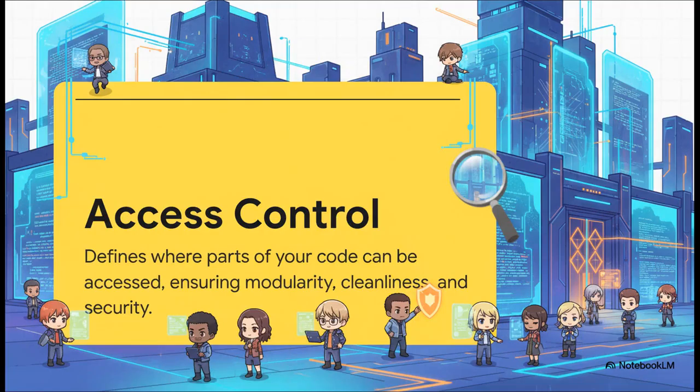At its core, access control is all about putting up walls and locking doors around your code. It lets you be the architect, deciding precisely which parts of your app can see and talk to other parts. And this is so much more than just security. It's the secret to writing code that's organized, way easier to understand, and a breeze to maintain down the line.